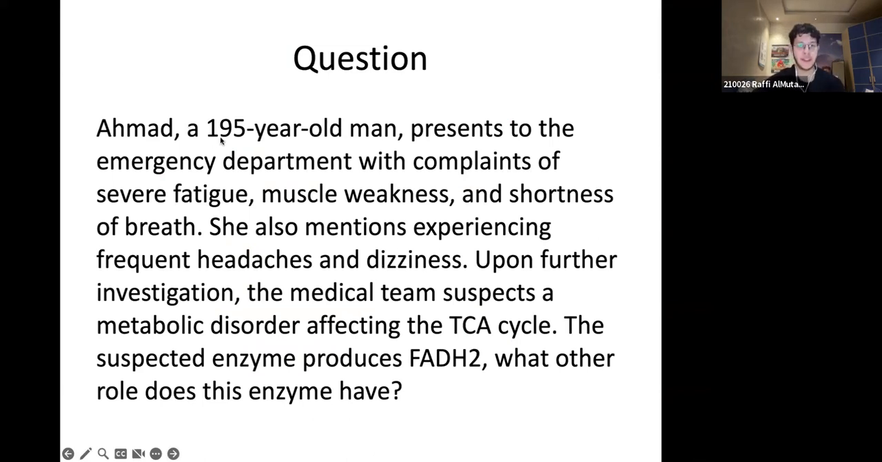So we have Ahmed, a 195-year-old man. I meant to write 19, but 195 works. Presents to the emergency department with complaints of severe fatigue, muscle weakness, shortness of breath. He also mentions experiencing frequent headaches and dizziness. Upon further investigation, the medical team suspects a metabolic disorder affecting the TCA cycle. The suspected enzyme produces FADH2. What other role does this enzyme have?